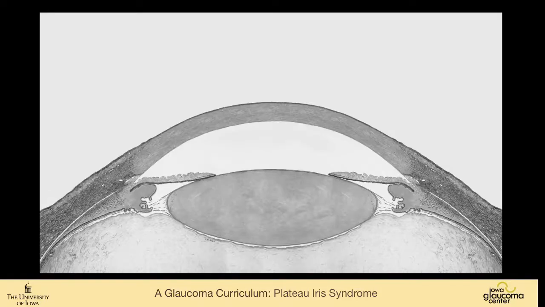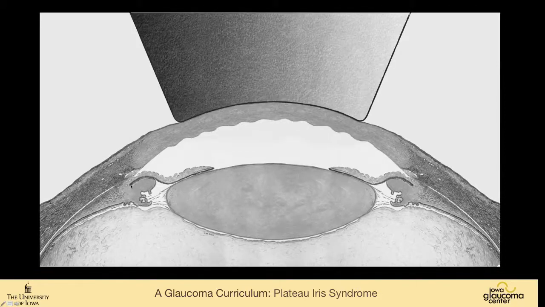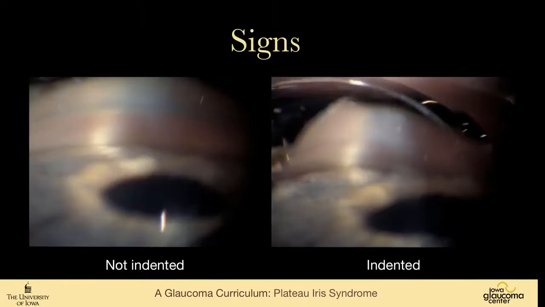So this is a sketch of the anterior chamber of a patient with plateau iris. We can see that the ciliary processes are very far forward. The peripheral chamber is fairly deep, and there's this sharp drop-off in the periphery. And then when we indent this eye, you can see the folds in the corneal endothelium. The iris drapes over the ciliary body and then over the lens, and we get this double hump appearance. It's very classic for plateau.